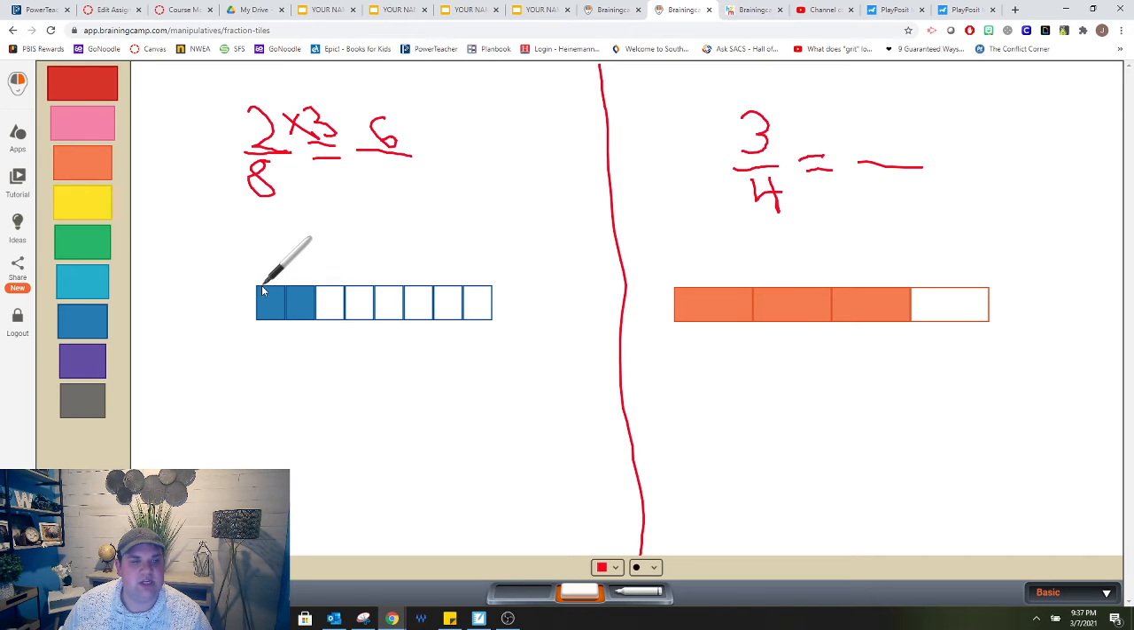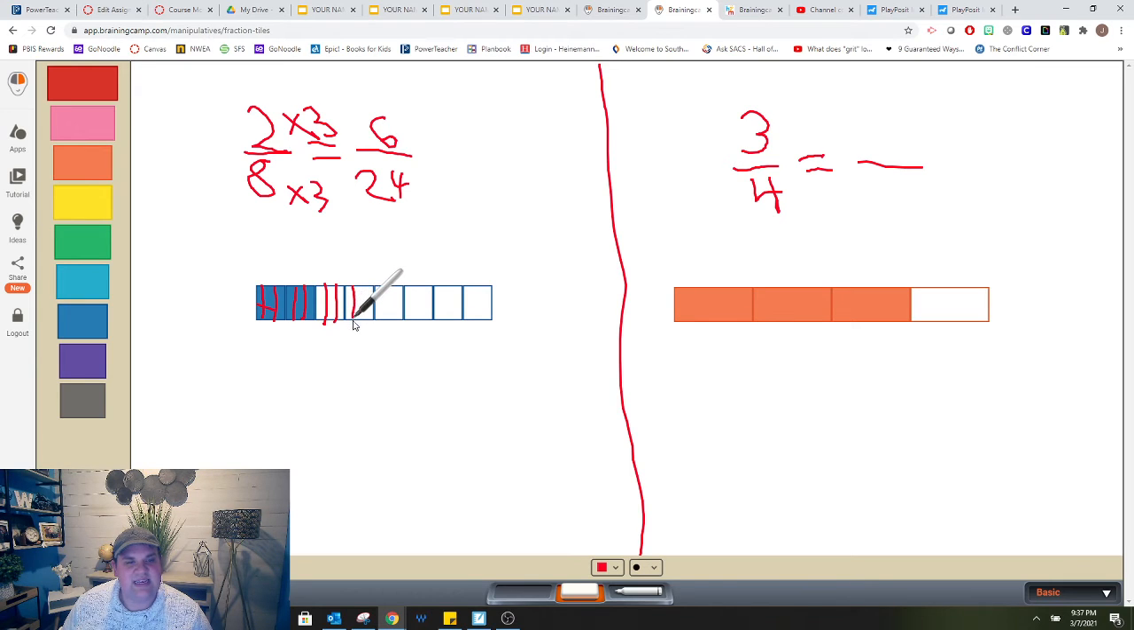Let's see. I'm going to partition each into thirds. There's 1, and there's 3. There's 1, and there's 3. So now I have, like I said, 6 total pieces shaded here. Now, if I continue to do that, so all my pieces are the same size, I'm going to have 24 total pieces because I'm going to partition all of these into thirds.